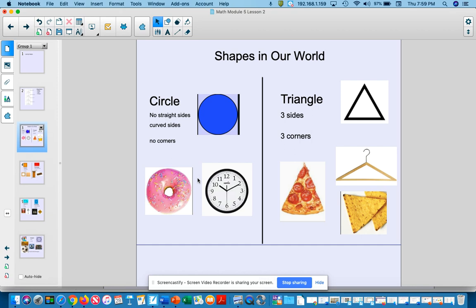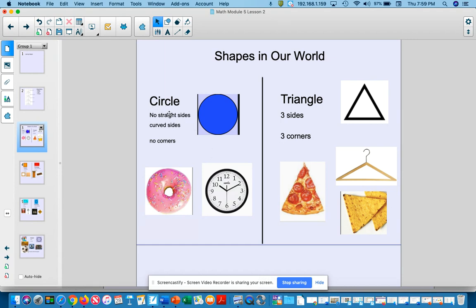Hi boys and girls, as I said, we're gonna have another short video. I just wanted you to see some of the shapes, how they look and how they are in our world, so you can get an idea that you're already seeing these shapes all the time. It's just maybe some of them you might not have known their names.